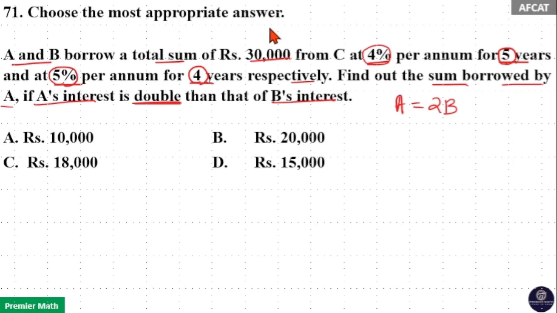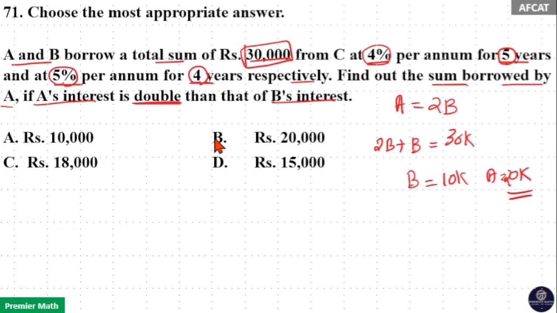So if A is equal to 2B, A is 2B, B is B. 2B plus B is 3B, which is equal to the total sum 30,000. Which means 3B is equal to 30,000, so B is equal to 10,000 and A is equal to 20,000. So option B is your answer.